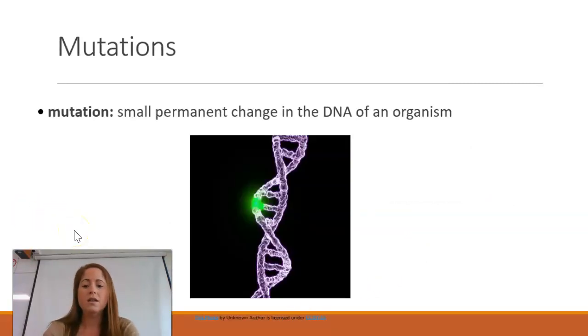So the definition of a mutation is any kind of permanent change in the DNA of an organism. So this could be from one nucleotide, so the A's, T's, C's, and G's, up to many nucleotides, up to whole parts of chromosomes, which would include probably more than one gene.